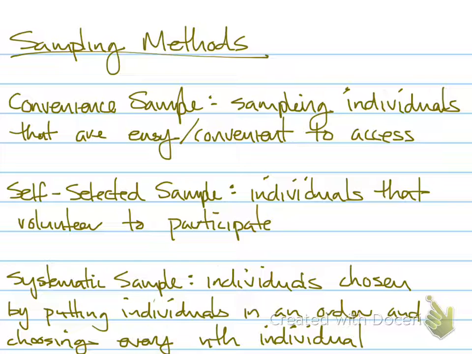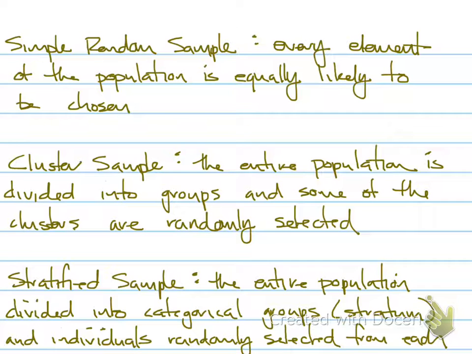A systematic sample is whenever individuals are arranged in some type of order and you choose every nth person in that arrangement, like every third person or every fifth person. Simple random sample is when every element of the population is equally likely to be chosen. Cluster sample is whenever the entire population is divided into groups or clusters, and some of those clusters are randomly selected and you use the entire clusters selected as the sample.